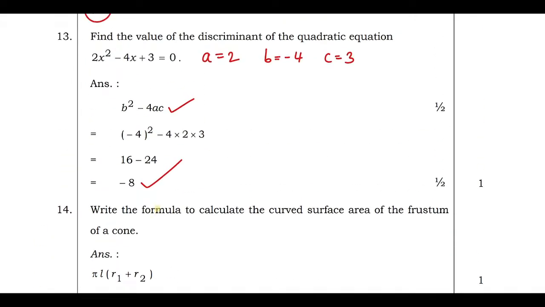Write the formula to calculate the curved surface area of frustum of cone. It is pi L into R1 plus R2. The CSA of frustum of cone is pi L into R1 plus R2.